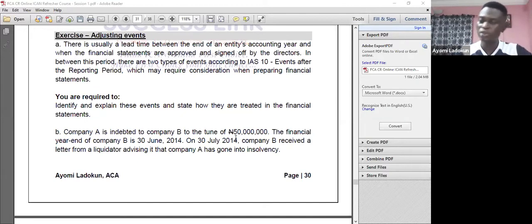So what happens to entities that declared so many profits in December 2019? Then COVID came around January, February this year, and by March, they filed for liquidation. Obviously because of the pandemic, they cannot continue in business, so they can never take it as a non-adjusting event. So it will be an adjusting event.